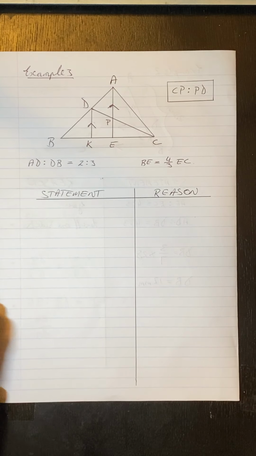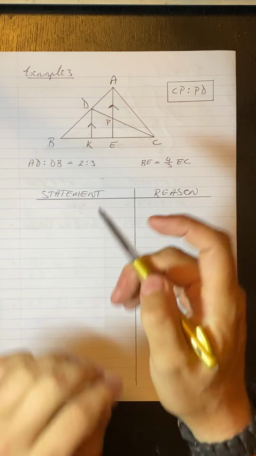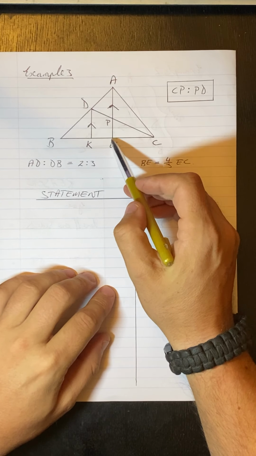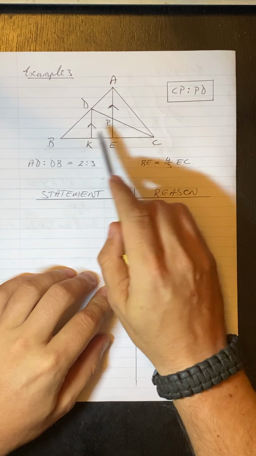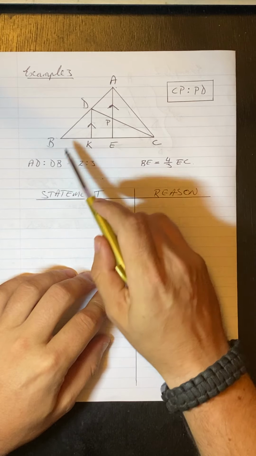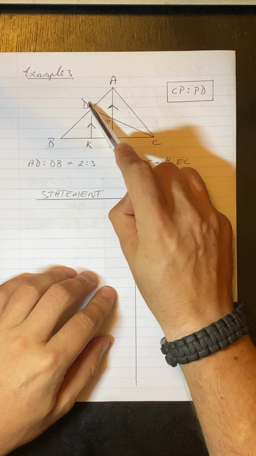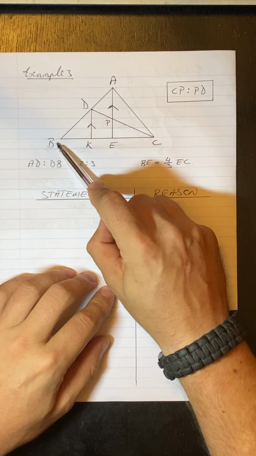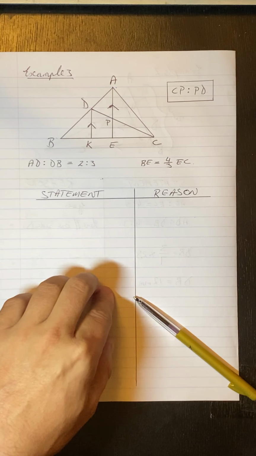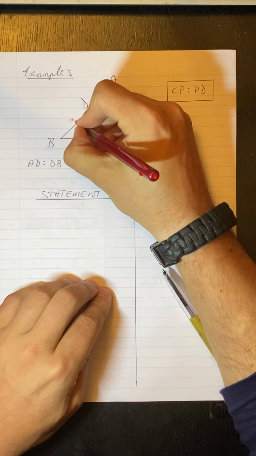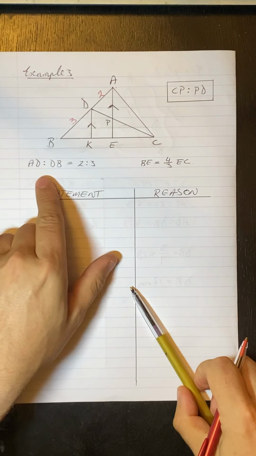Okay, so this is where it starts getting a little bit more hectic. Just to read what they've said here, D and E are points on the sides AB, BC of triangle ABC, such that AD to DB is in the ratio 2 to 3. So we have here 2 parts to 3 parts. Okay, that's over there.